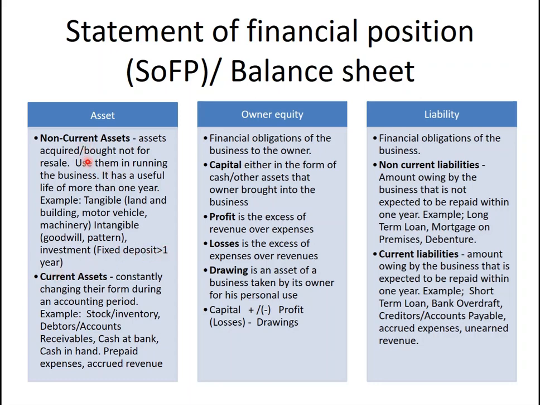Because non-current asset, the useful life must be more than 1 year. If the fixed deposit is less than 1 year, it becomes current asset. So this is the item or example under non-current asset. And for current asset is asset that constantly changing their form during an accounting period. Example, we have stock or inventory, debtors or account receivable, cash at bank, cash in hand, prepaid expenses, accrued revenue. So these are items under current asset.